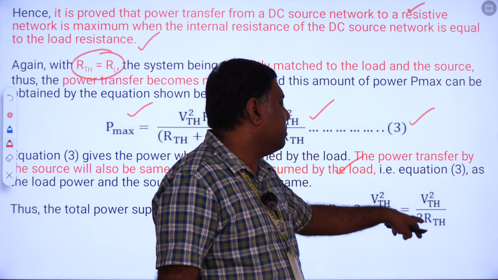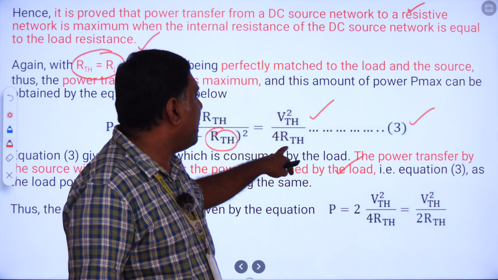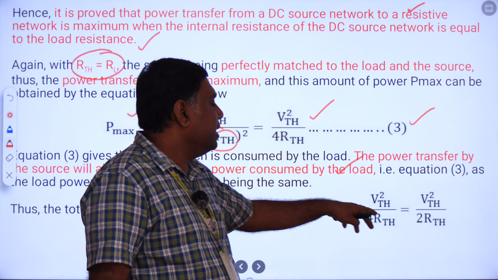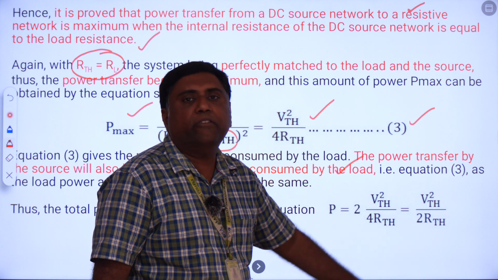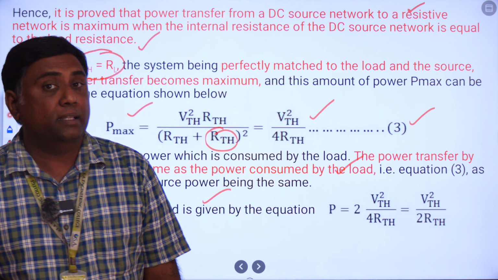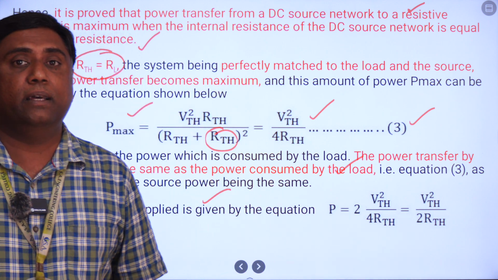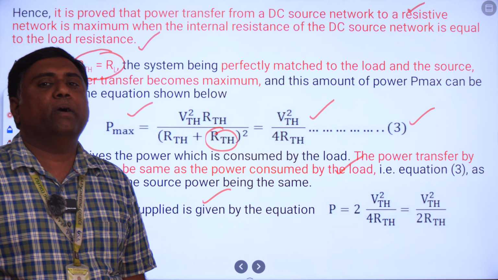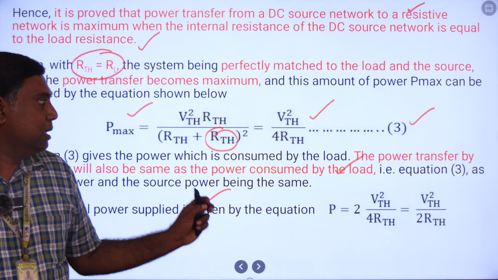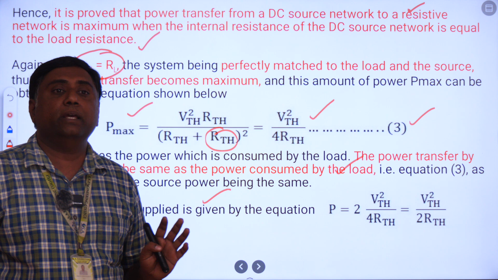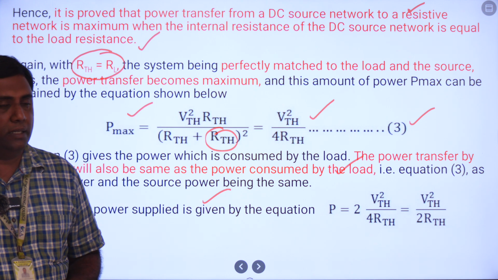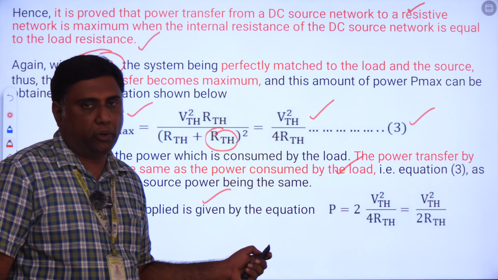That means V Thevenin by 2 R Thevenin. Why? We have here V Thevenin by 4 R Thevenin, but here we have 50%. Why? This is the point we asked the question at the starting of the session. Why can we not use the maximum power transfer theorem in the power transmission network? Yes, we have to think over here.